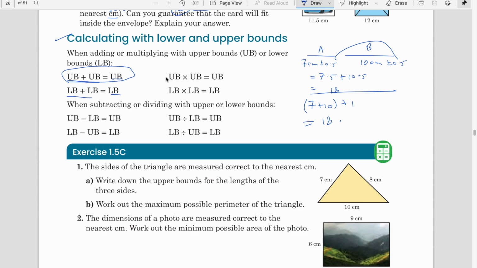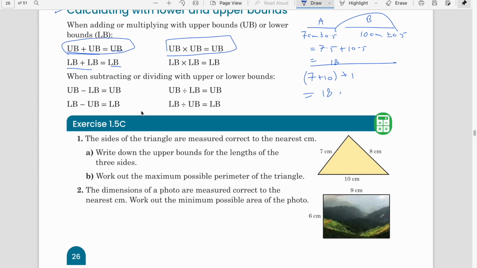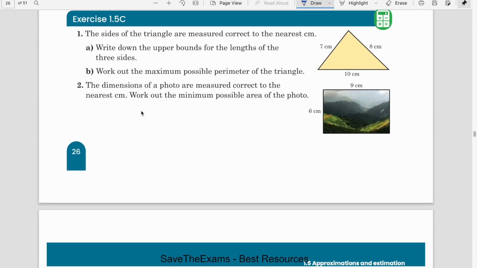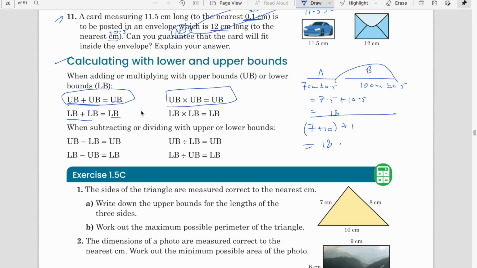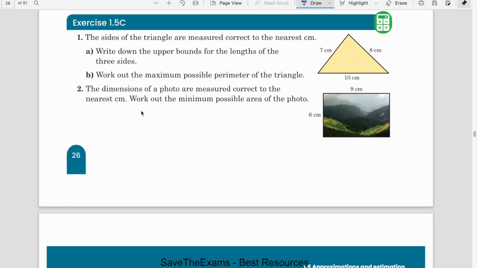And when there is a product, for example we are finding the area of a rectangle, then we'll multiply and we'll get the upper values or lower values. Same goes with subtraction and division. I personally prefer adding them individually. In that case I don't have to remember the formulas.